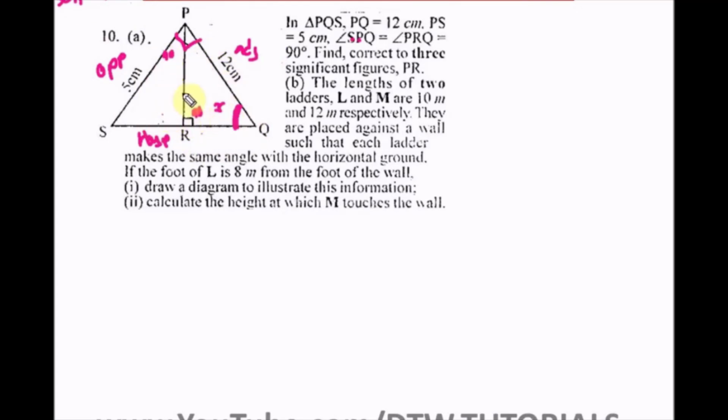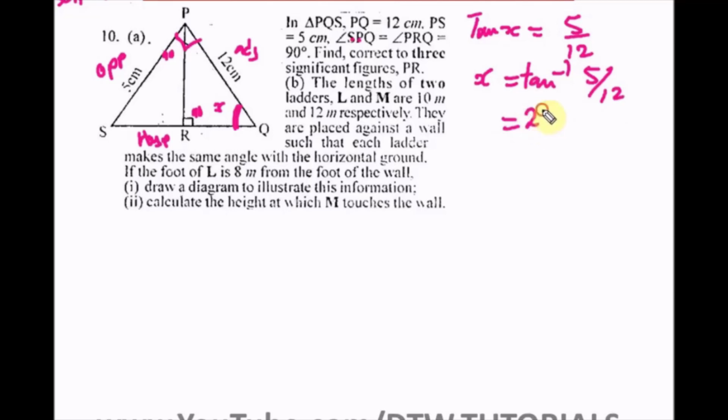Okay, all right, so from here we can say SOHCAHTOA. How can we relate opposite and adjacent? Using tan. So we can say tan X is equal to what? Our opposite is 5 over 12. So our angle X will be the tan inverse of 5 over 12. If we punch it in our calculator, this gives us 22.6199 degrees. Okay, so we've gotten this angle here.